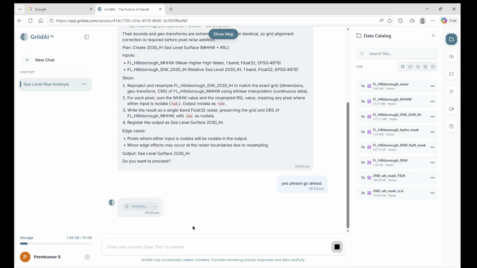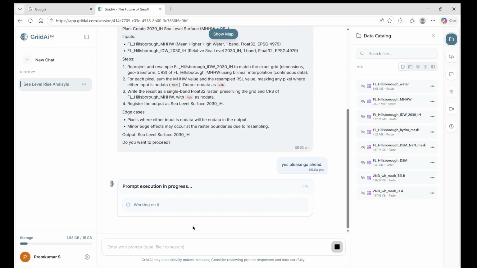So now once I give the yes, please go ahead, it's thinking at the back end and writing the code that has to be developed for such a data set, and in fact it has written it and started executing the process also. So it's at very good speed. And here you can see it even shows the 5%. It has completed the analysis and it is showing working on it. Now it has gone to 15.